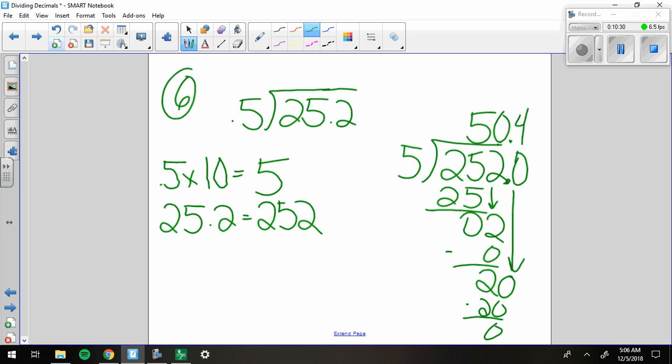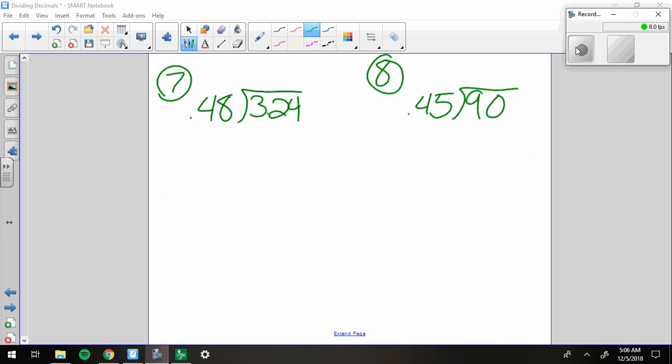All right, on the bottom of that page, you have 7 and 8. And you're going to need to look at those problems, multiplying by 100 for our divisors. See if you can't solve these two problems. You're going to need to annex a 0. You're going to need to multiply and change your divisor into a whole number. But see if you can do these two. All right, 3, 2, 1, pause, go.